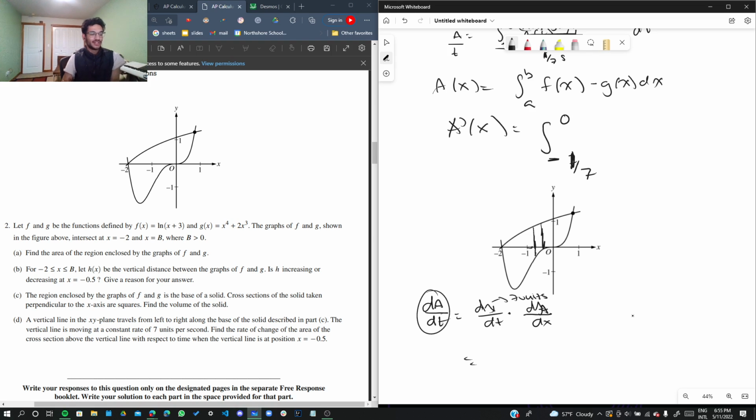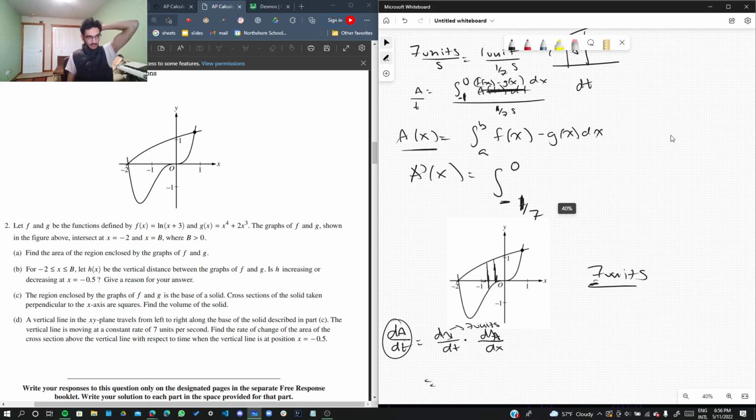So this dA over dt. Okay, so dx over dt, right? The change in x over time. That's a constant. So dx, the smallest change in x over the smallest change in time, that's just 7 units a second, right? And then dA over dx, that's just the derivative of A with respect to x. So how are we going to find the derivative? So area is just this. Okay, then now how are we going to find it?